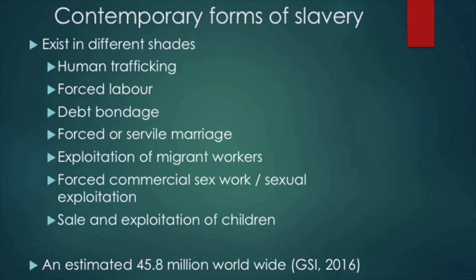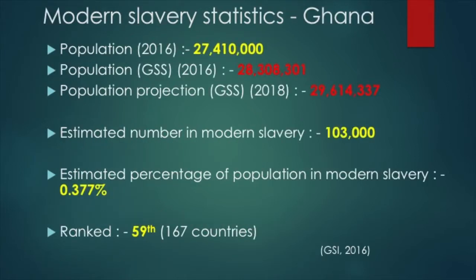Now, contemporary forms of slavery. The Global Slavery Index estimates that there are about 45.8 million people worldwide in contemporary forms of slavery, of one form or the other. And these are some of the listings of contemporary forms of slavery: human trafficking, forced labor, debt bondage, forced or early marriage, exploitation of migrant workers, sale and exploitation of children. Now in Ghana, it is estimated that about 103,000 persons are in one form of modern slavery or the other, the majority of them, of course, being women and children. And we are ranked 59th in terms of countries with the highest number of persons in modern day slavery.